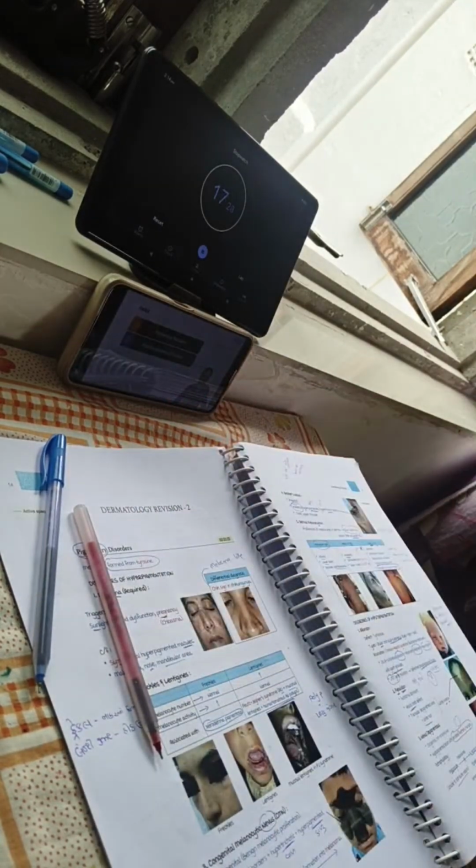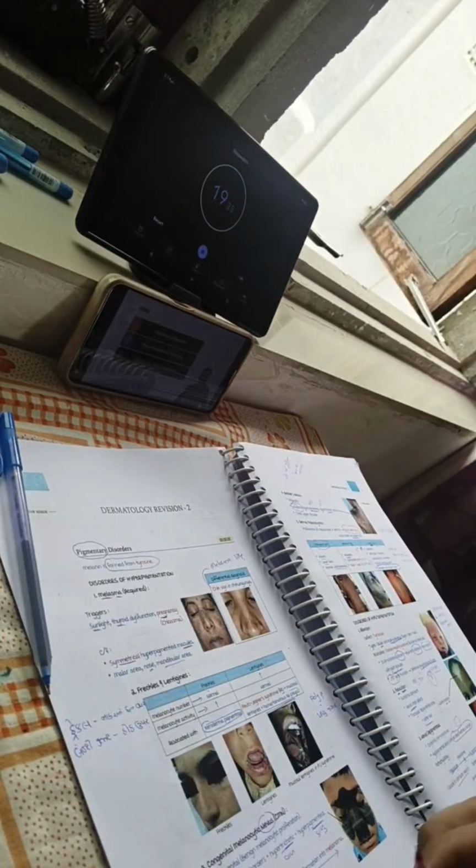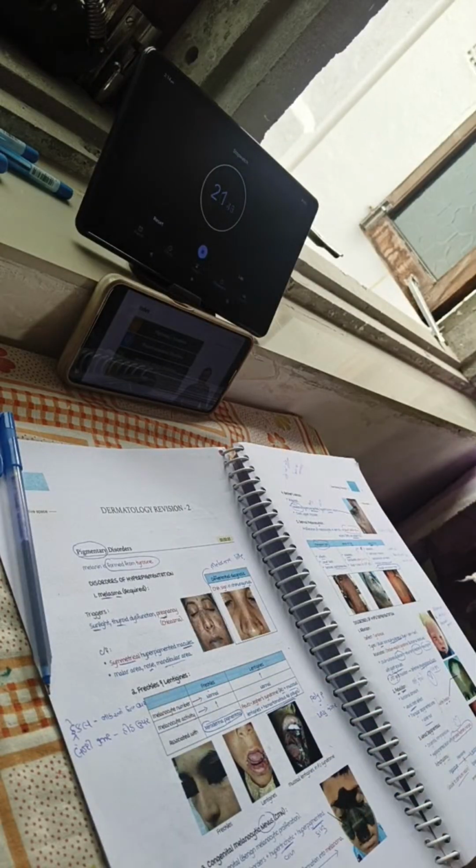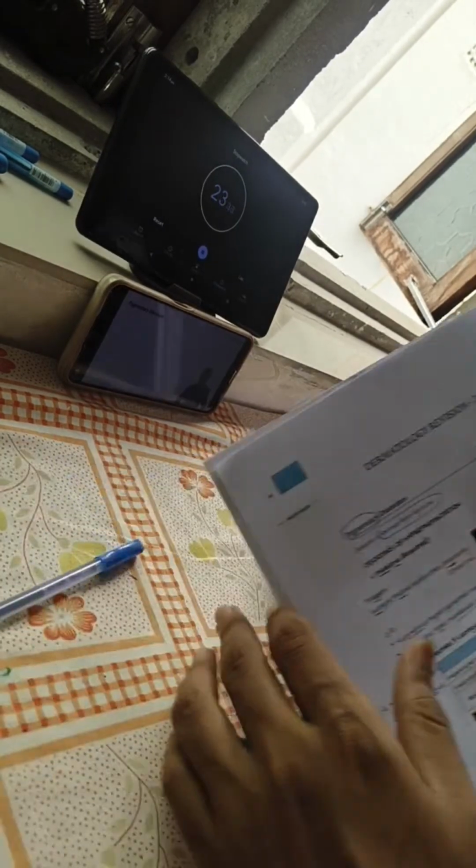Disorders. Number 2, papillosclerosis disorders. Number 3, histamine-related disorders. And number 4 is eczema. Let us first start proceedings with pigmentary diseases.